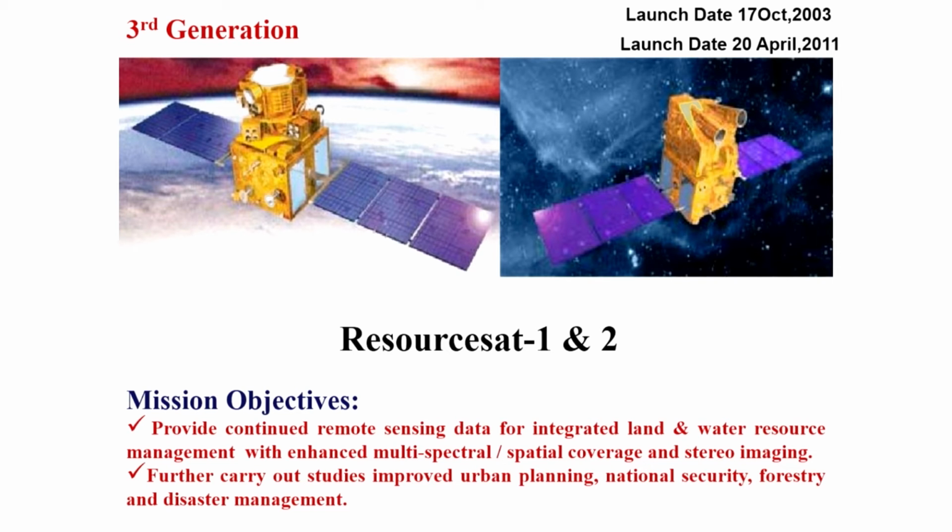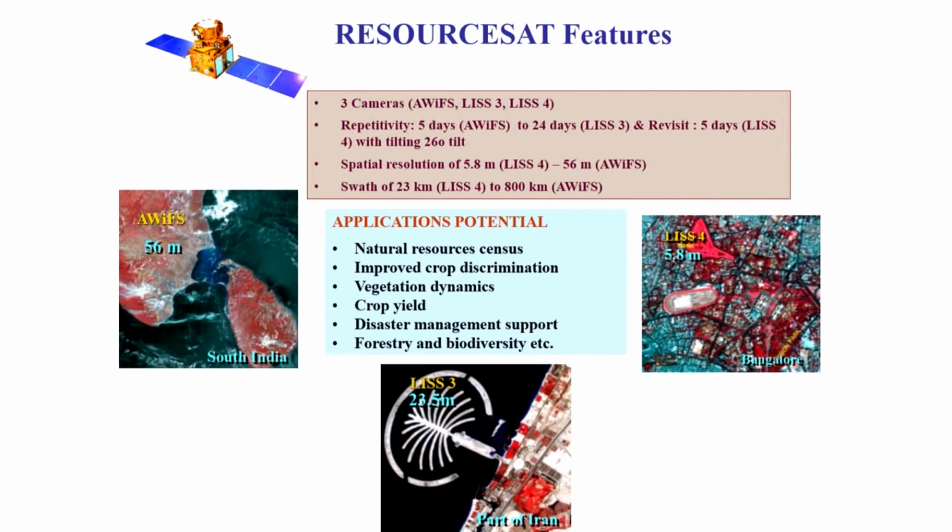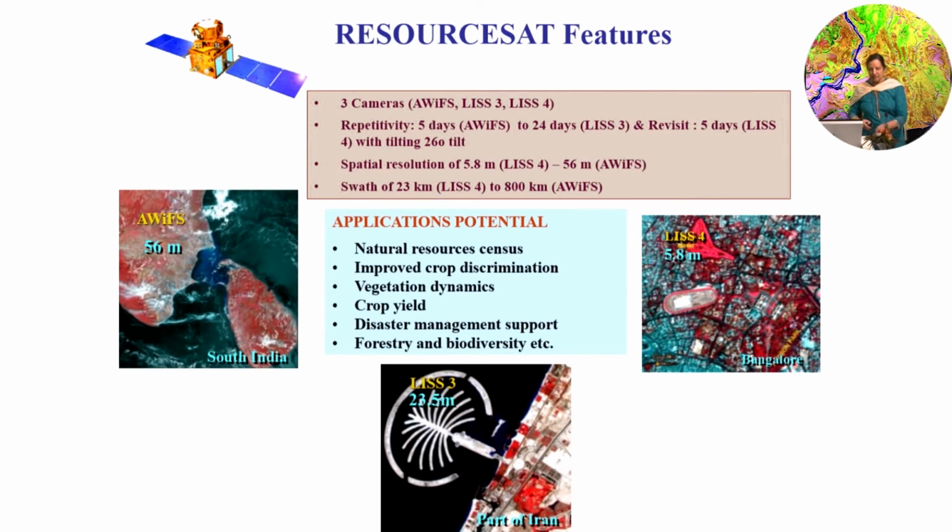Then the third generation is the ResourceSat series, which is a very unique satellite of the country, having multi-tier information. From the same satellite, there are 3 cameras giving you 3 different spatial resolutions. So the same area is acquired with 3 resolutions. And the cameras are 56 meters, 23.5 and 5.3. So regional to local level, location specific studies.